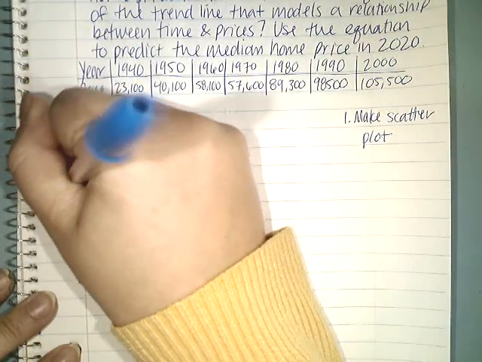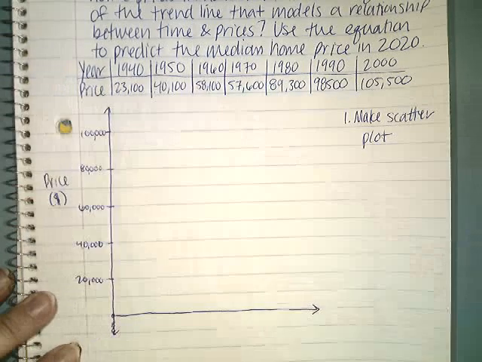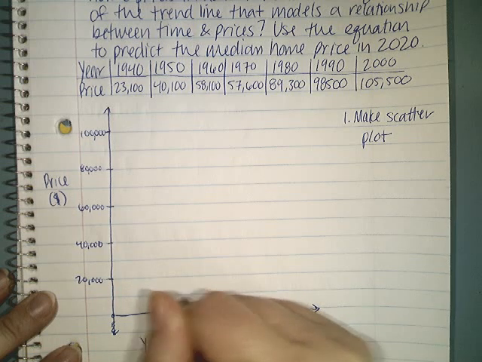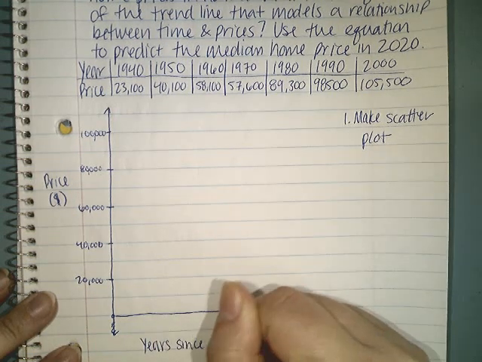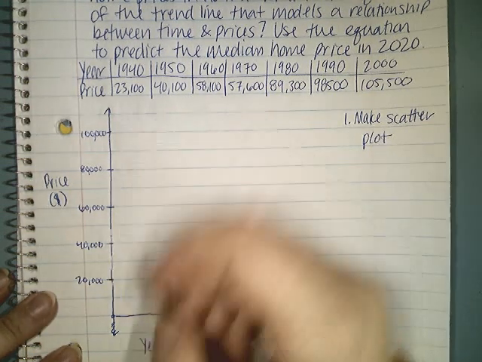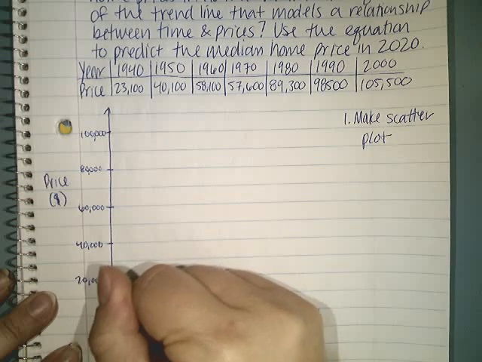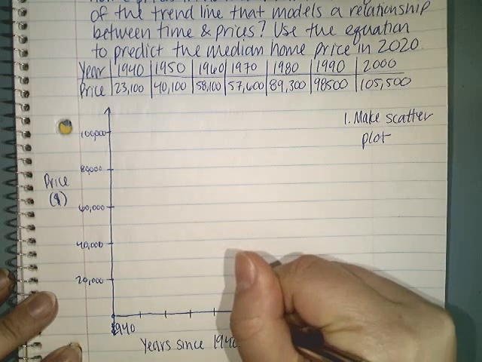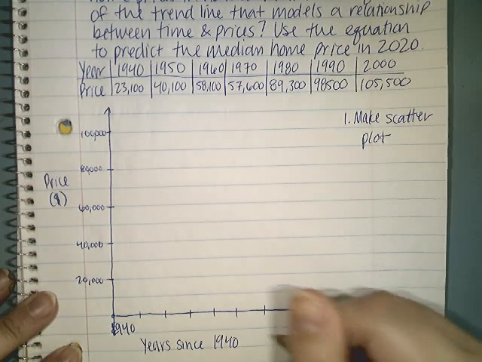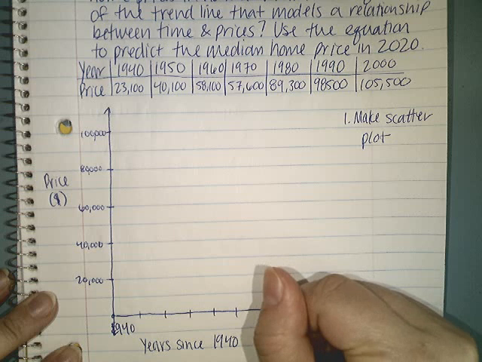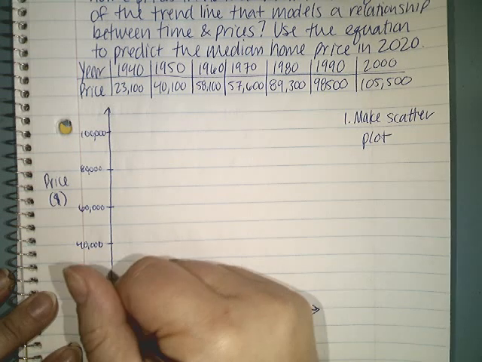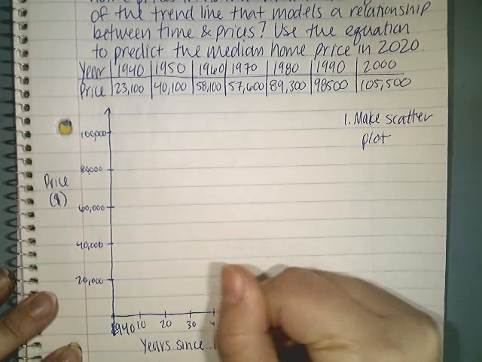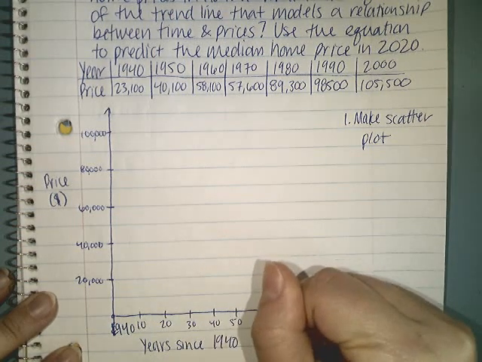And I need to label this. So this is the median home price in dollars. And then across here, it'll be years since 1940, since that was my starting year. So I'm going to assume this year would be 1940 here. And then I have 50, 60, 70, 80, 90, 2000. This would be 10 years. This is 0 years, 10 years, 20 years, 30 years, 40 years, 50 years, and 60 years.